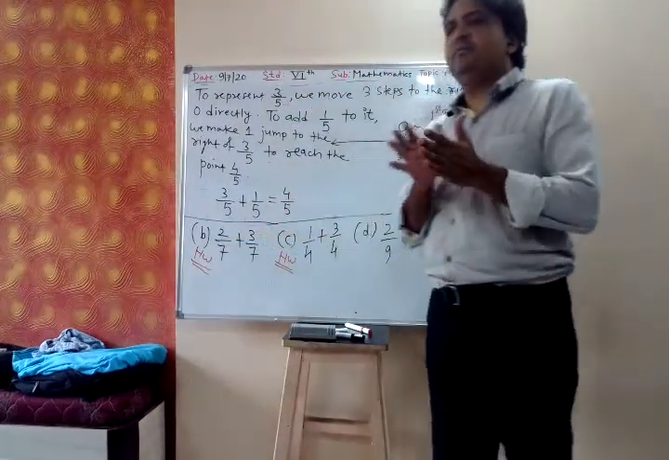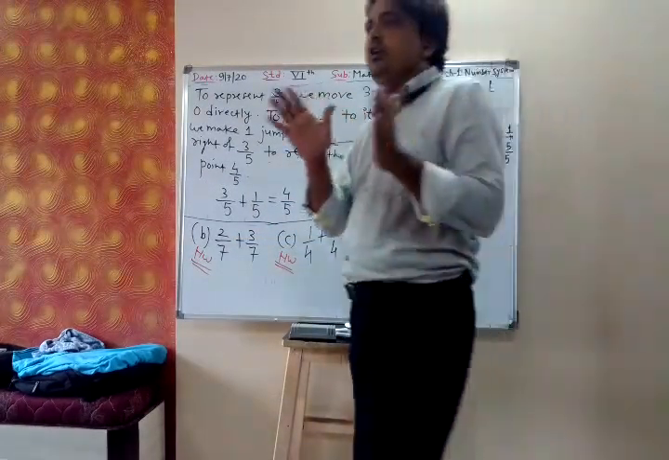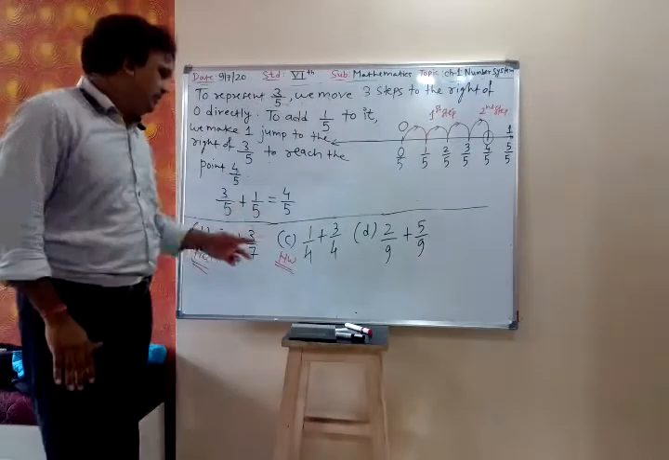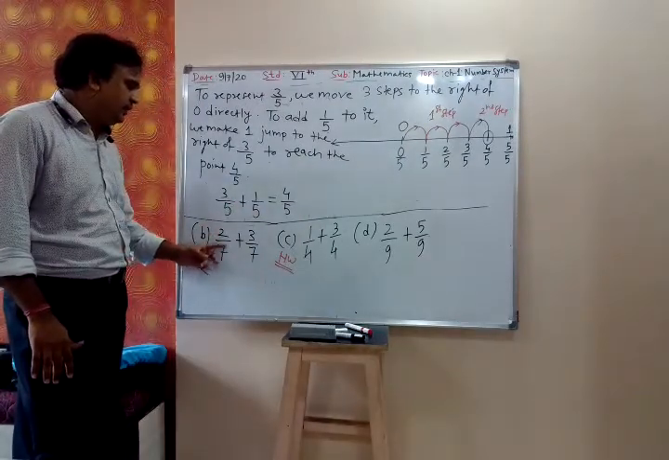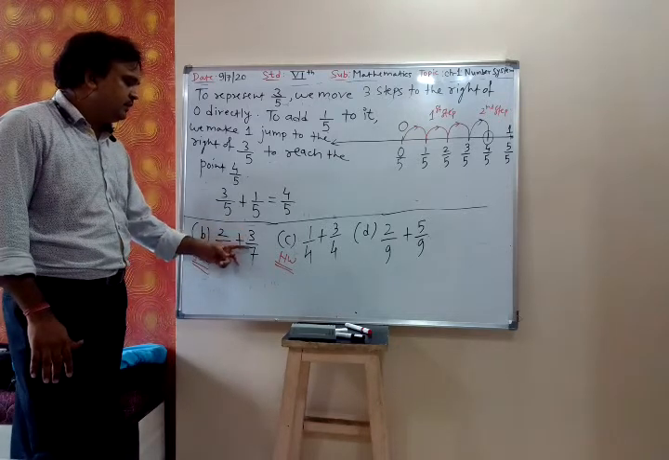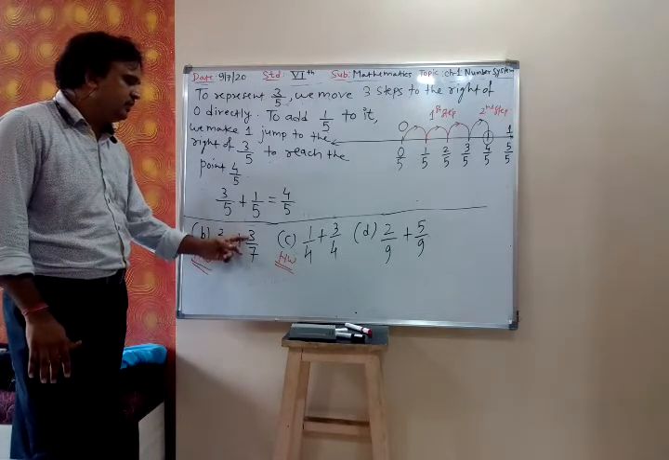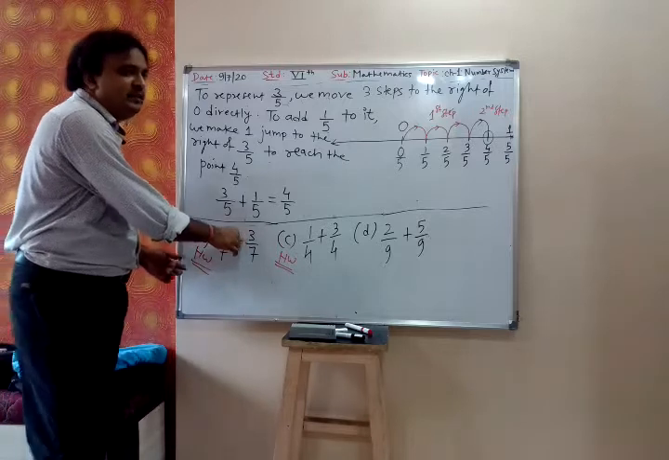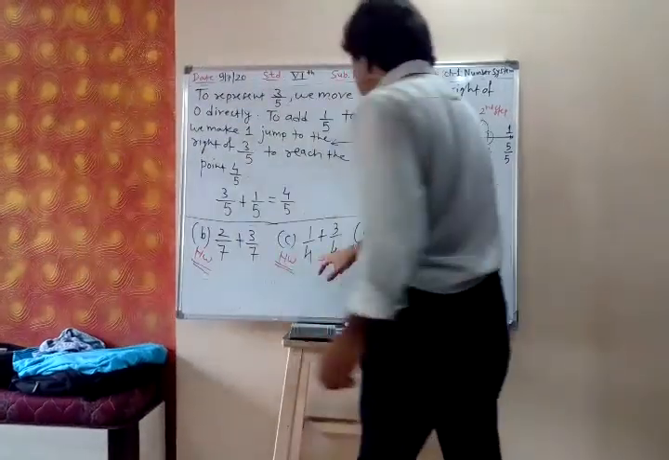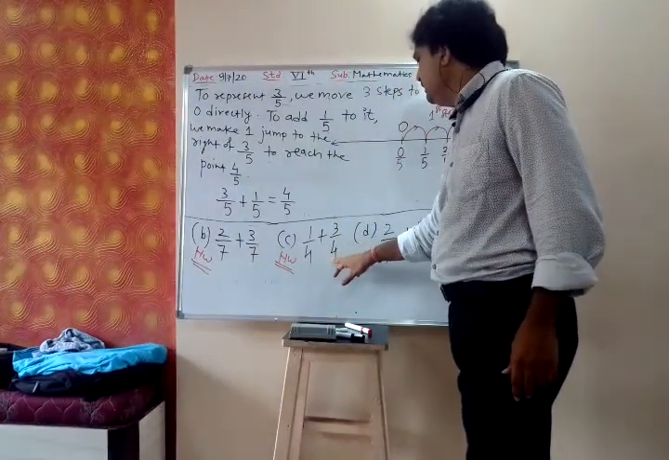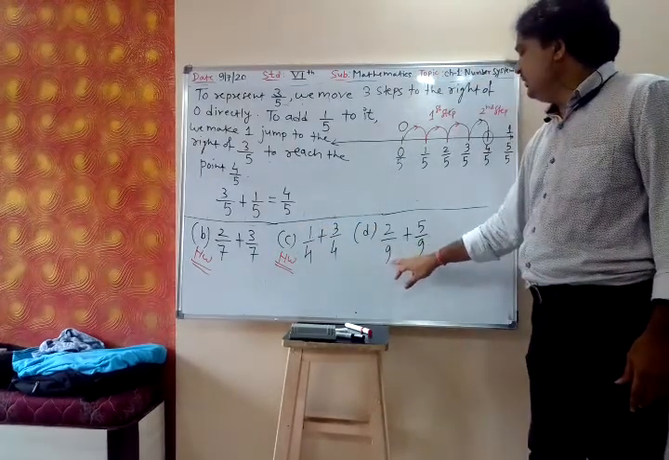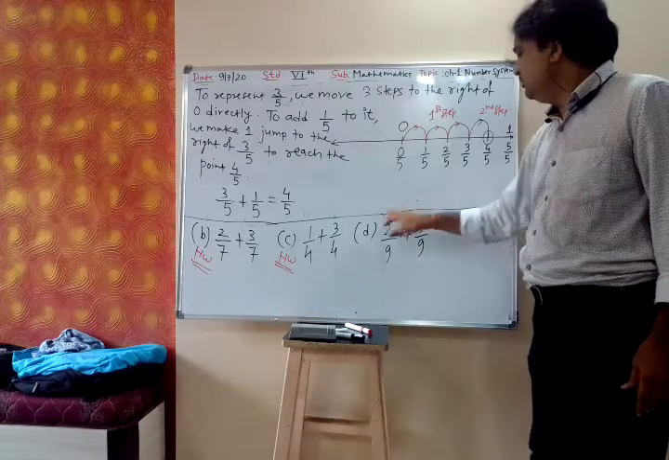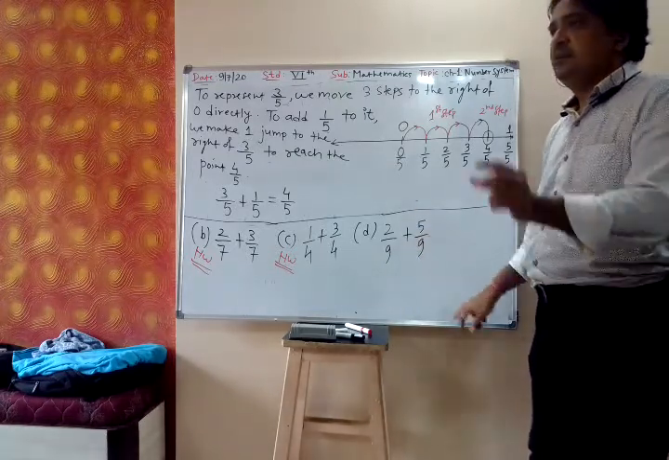If the denominator is bigger, then that fraction will lie between 0 and 1. 2 upon 7, the denominator is bigger, so between 0 and 1. 3 upon 7, the denominator is bigger, so between 0 and 1. So both fractions lie between 0 and 1. Here also the denominator is bigger, so both fractions will lie between 0 and 1.